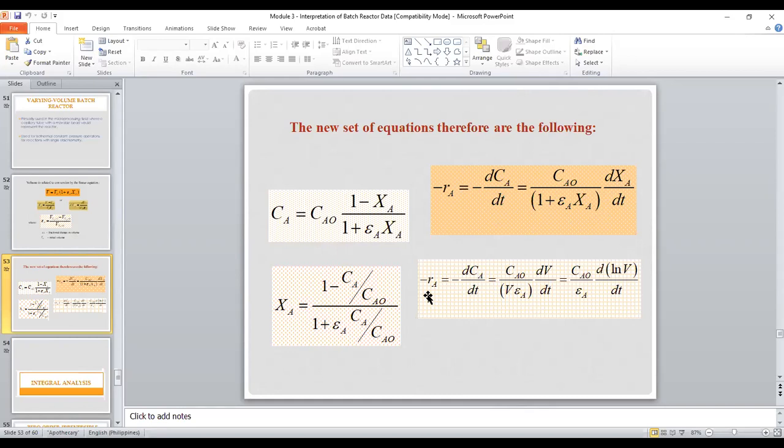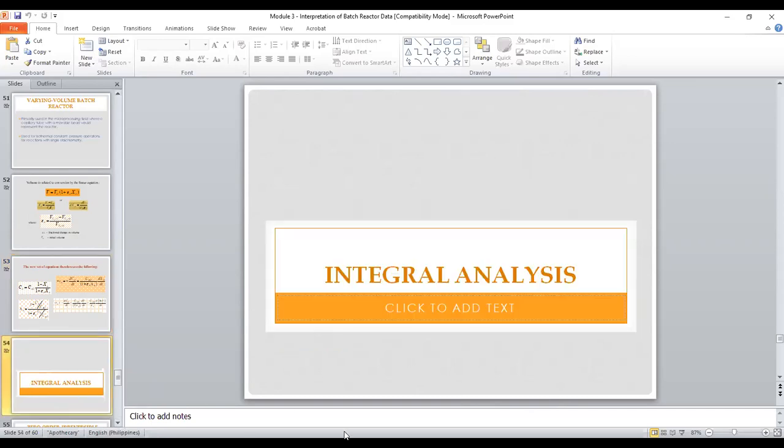So 5 for now. Now, in gaseous reactions, you are most of the time given the order of the reaction, or it is already stated in the problem what the volume of the reaction is. In that case, your integral analysis will be pure substitution to the formulas that are already pre-derived for you. So let's go to integral analysis.